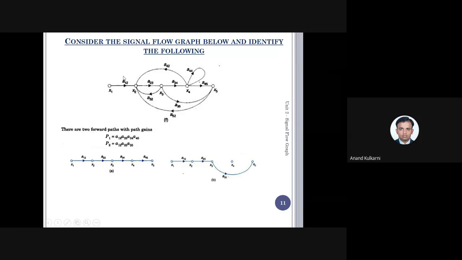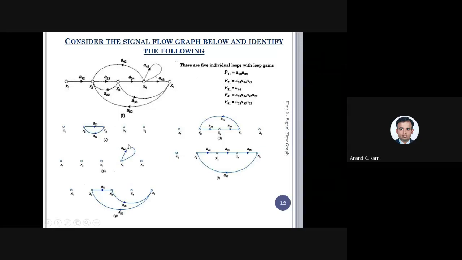And what are the gains which are associated? A12, A23, A34, A45. That is written here. This is the gain associated with the first forward path. Then the second forward path. In some books they write P1, in some books they write F, but for loop, L is the notation, which they have followed in the Nagrath Gopal book. Then the second forward path is A12, A23, A35.